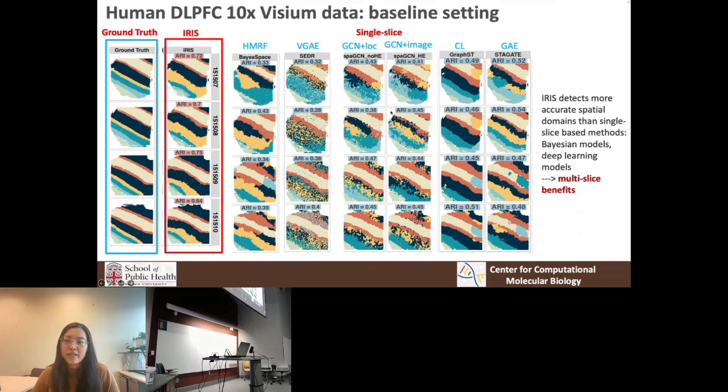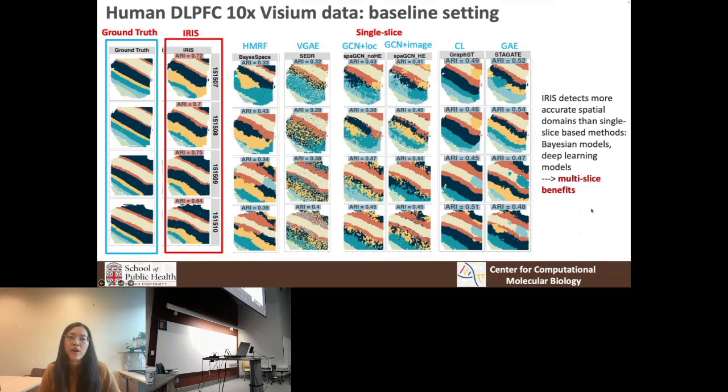These methods include the hidden Markov random field based method BayesSpace, the variational autoencoder based method SEDR, the graph convolution neural network based method SpaGCN, the contrastive learning based method GraphST, and the GAE method STAGATE. And we found that IRIS substantially performs better than all these methods, which indicates the benefits of modeling multiple tissue slices.